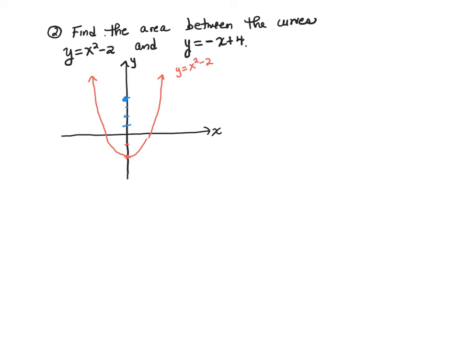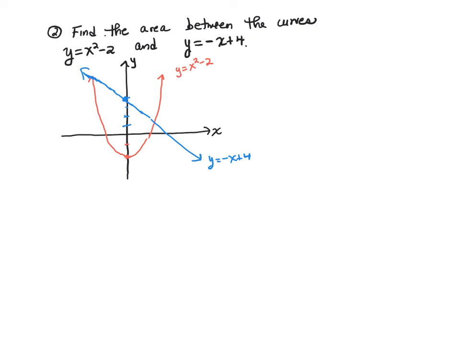So again, because this is a rough sketch, I'm just going to draw a line with a negative slope. And again, we could pick more points, but it's really not necessary. Because the important part here is to know which one's on top and which one's on bottom.